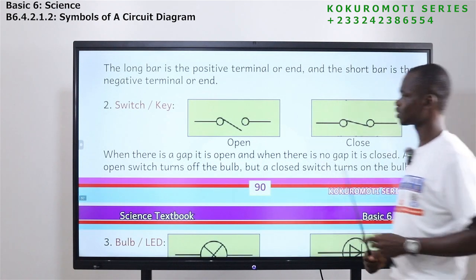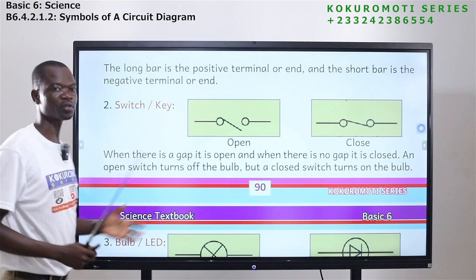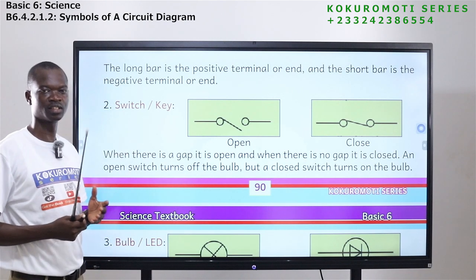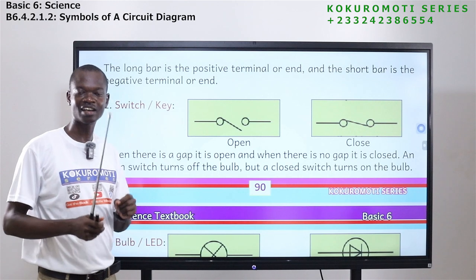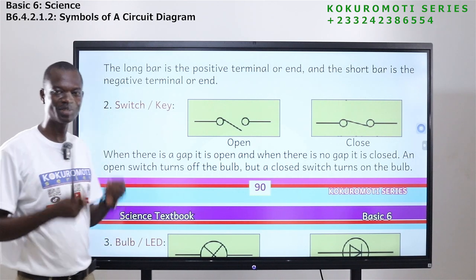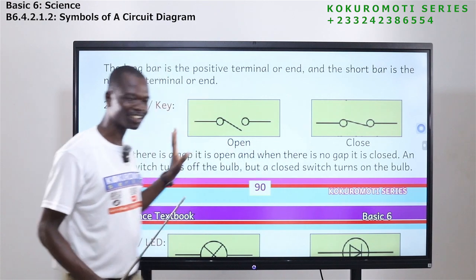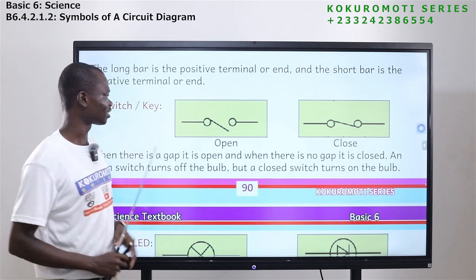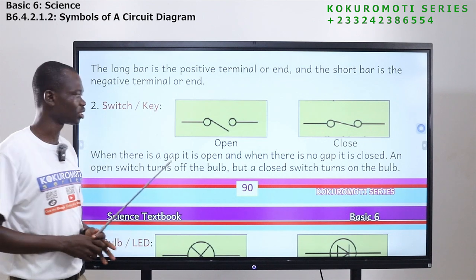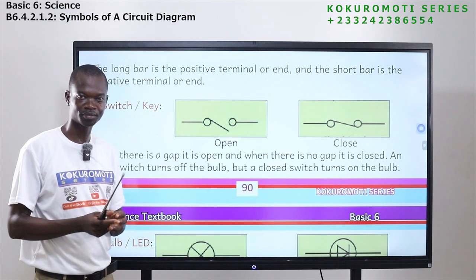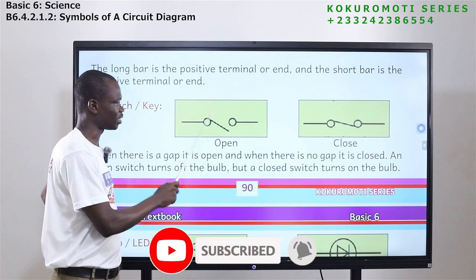Now let's look at the next component, the switch or key. If you are drawing a switch, remember that we don't draw the actual switch, we use a symbol. The symbol for a switch is this and this. They are all the same thing, but there is a difference. Now, I told you that the switch controls the entire circuit. So if the switch is open, this is how it looks. You see the gap here.